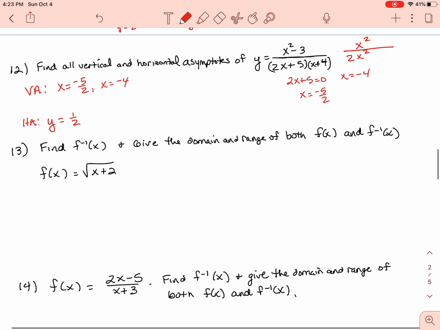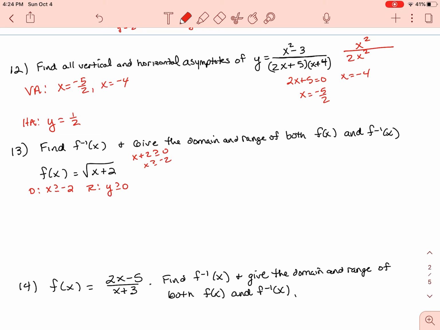Number 13, we have to find f inverse and give the domain of both f of x and f inverse of x. So first of all, the domain for f of x is going to be x greater than or equal to negative 2, because x plus 2 has to be greater than or equal to 0. The range will be y greater than or equal to 0, because it's a square root function, simply shifted 2 to the left.